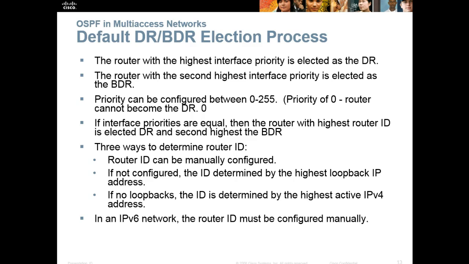All right, and the router with the highest ID is the DR, second highest the BDR. And then if you want to have an ID, you can manually configure an ID if you want to make it higher than the IP address. So the highest loopback IP address, you can just put in a loopback address and make it pretty high. That's an easy way to do it. Loopbacks don't have to be anything. But if there are no loopbacks, then you go to the active IPv4 address. Right? And in IPv6, it's a manual process.